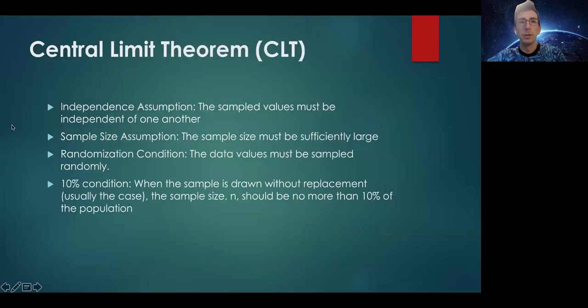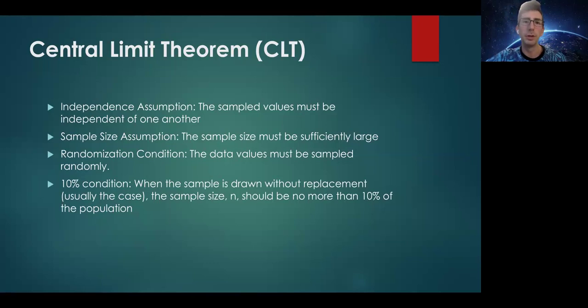Here are those assumptions that we need. We need an independence assumption. The sampled values must be independent from one another. They can't rely on each other or be dependent on each other at all. We have a sample size assumption. The sample size must be sufficiently large. If we take 2 samples, it's probably not going to look normally distributed. We need to take enough samples so that we start to get a normal distribution.